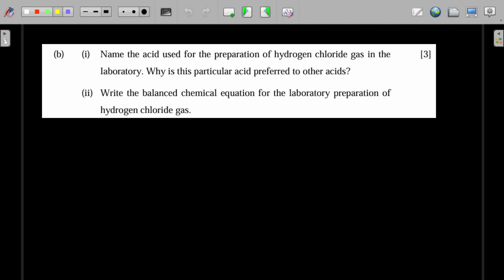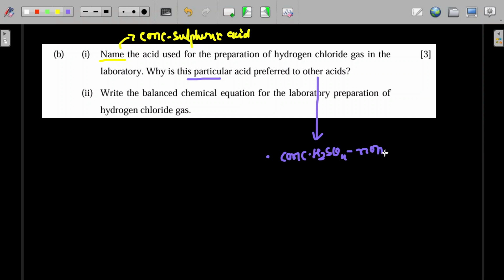No problem. Name the acid used for the preparation of hydrogen chloride gas. Why is this particular acid preferred? Same thing, you have to write the name, not the formula. So concentrated sulfuric acid. Okay. Why is it preferred? Because now you have to write 2 points for this why question. First point, you have to write concentrated H2SO4 is non-volatile. Okay, that is one point.